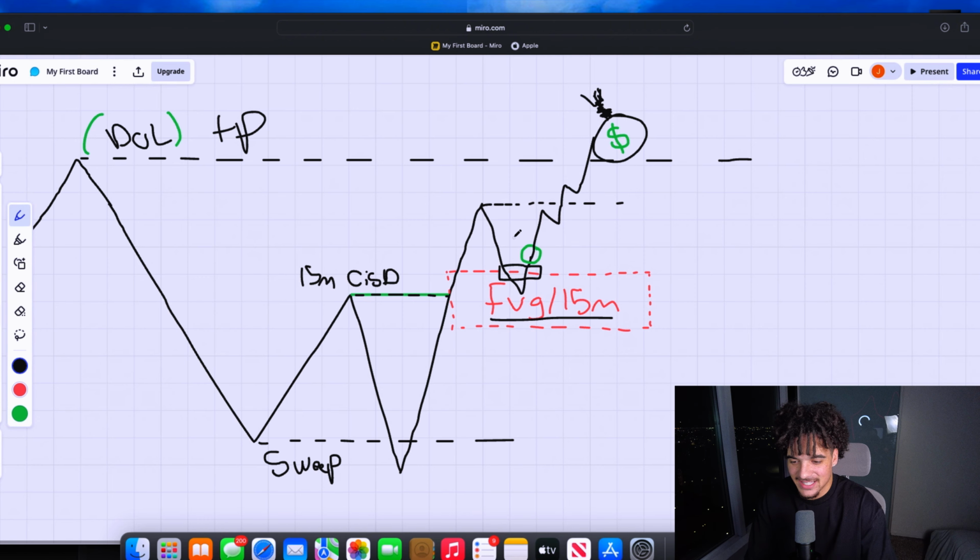But yeah, very, very simple model, guys. This is something that's so simple, but very, very effective, because we are using this 15-minute time frame to our advantage here. So yeah, guys, let's go ahead and take a look at an example of this on the charts.